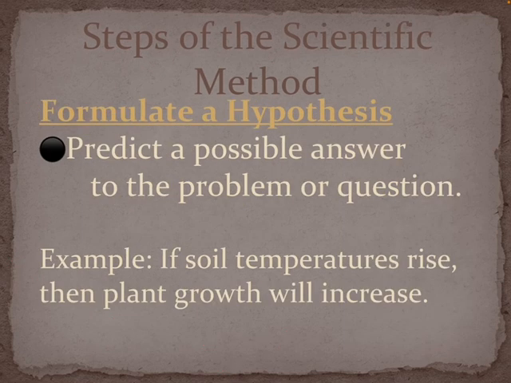You're then going to formulate a hypothesis. So once you figure out what you want to do, once you gather some information based on observation, based on research, you're then going to formulate a hypothesis. This is a very important part of any experiment, and you absolutely need to know how to formulate one and what they should sound like. So a hypothesis is a prediction to a problem. You are predicting a possible answer to the problem or question.